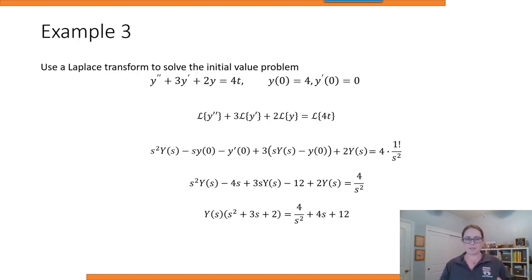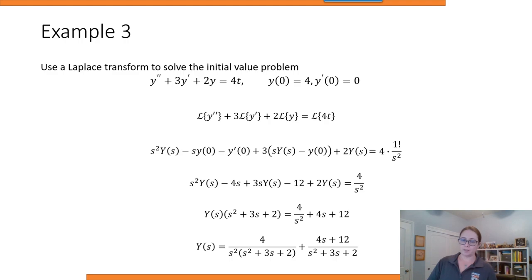All right, so I've just kind of separated things out. And now I'm going to solve for y of s by dividing by that quadratic I have multiplying by it. So all three terms on the right side are going to get divided by that s squared plus 3s plus 2. And so I'm going to split that up into two fractions. So y of s is equal to 4 over s squared times our quadratic plus 4s plus 12 divided by that quadratic. You can split it up into 3, but it just creates more work to do so. So that's why I kept those last two together.